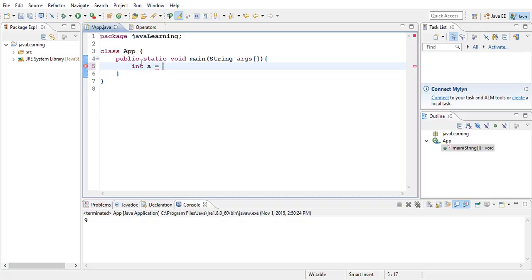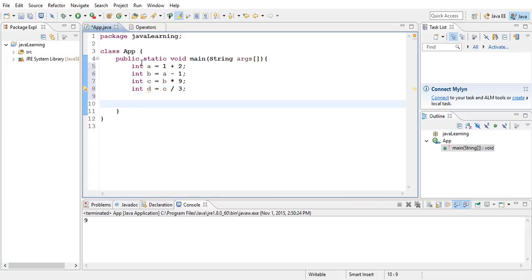So it's int a equals 1 plus 2 and int b equals a minus 1 and int c equals b multiply 9, and for the multiplication we use this asterisk symbol, and finally d equals c, and for division we use the forward slash, not the backslash, divided by 3.